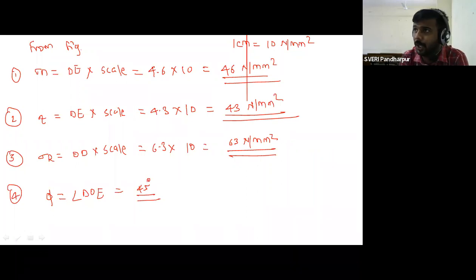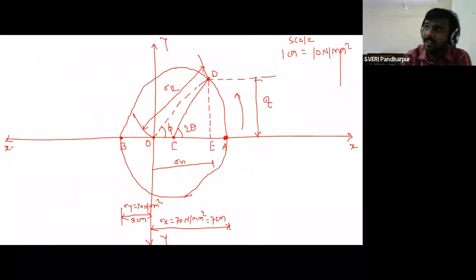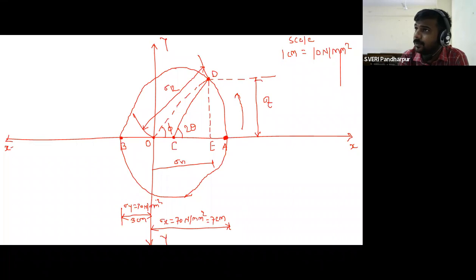So this is the second variety of the problem where sigma x is given as positive and sigma y is given as negative, that is compressive. And how to represent the point B on the left side? The procedure is the same, only the position of point C will change. So this is the problem based on case number 2 where one is tensile, another is compressive. Okay, finish. Has everyone finished?